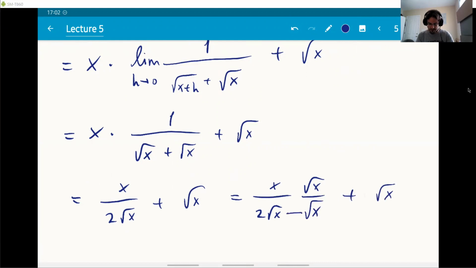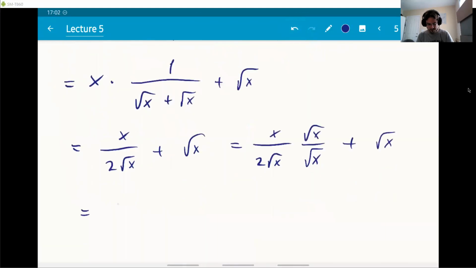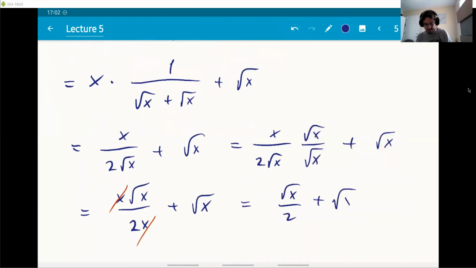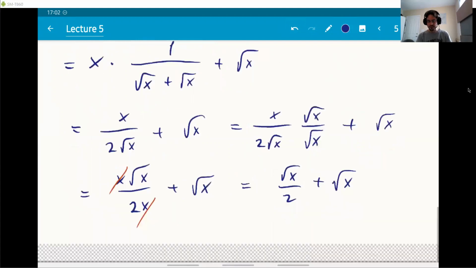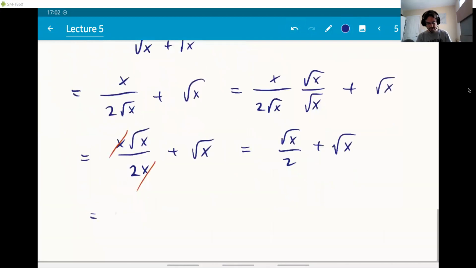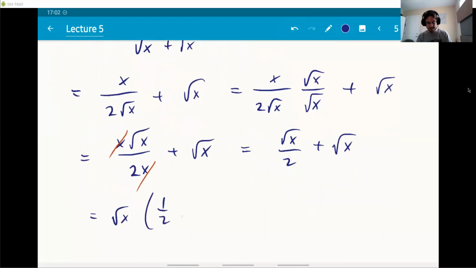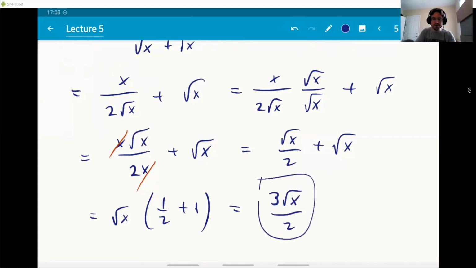So now root x times root x will give you an x in the denominator, which you can see is going to cancel with the x upstairs. That means you have root x over 2 plus root x. And I'm just going to keep going to simplify this as much as possible, factoring a root x. You have 1/2 plus 1, which is 3/2. So that is your final answer. 3 root x over 2.